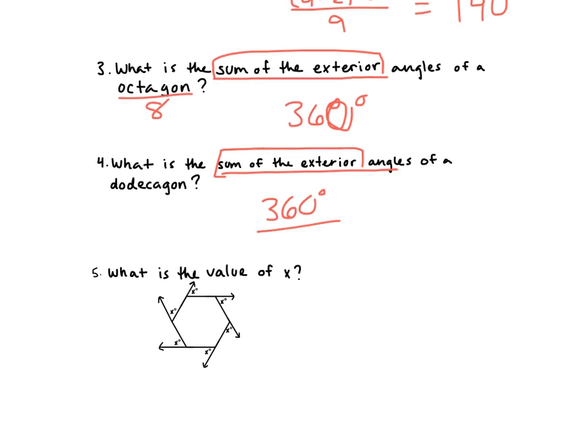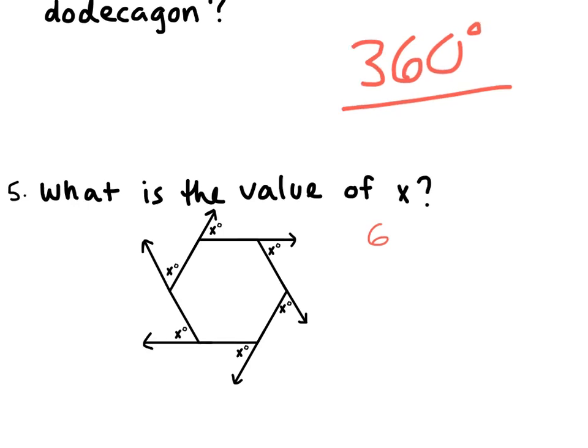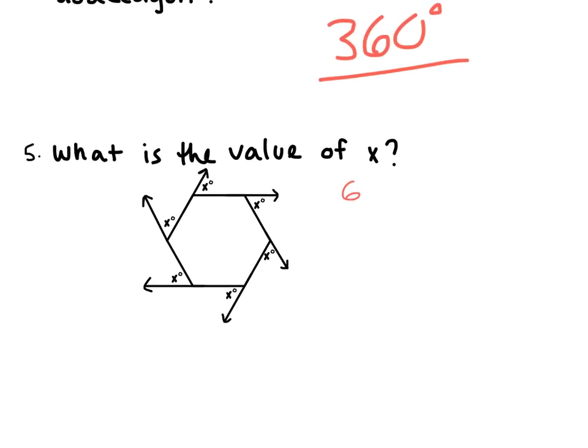What is the value of x? So how many sides do we have in this shape here? 6. And are we dealing with interior angles or exterior? Exterior. So how do we find the sum? So all of our exterior angles added together. What's it going to be? 360. So 360 is the sum of all the exterior angles.